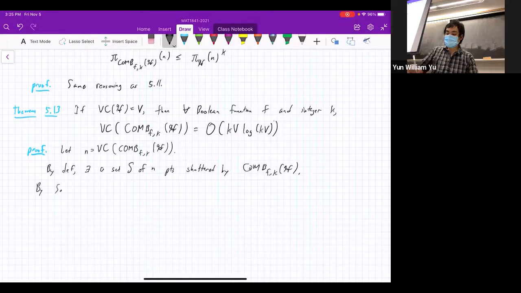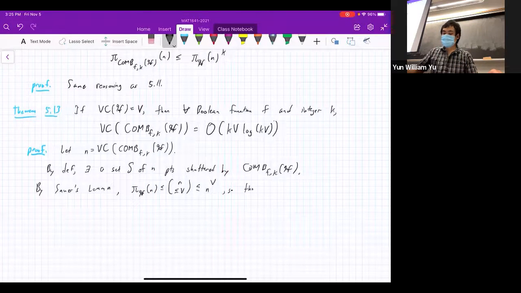And last time we proved Sauer's lemma. So that was the one that had the sort of double induction that we did at the end of class yesterday that I sort of rushed through. But by Sauer's lemma, we know that pi_H of n, so the shattering function, is less than or equal to the sum of (n choose i) for i up to v, which is, of course, less than or equal to n to the v. So there are at most n to the v ways of partitioning S using sets in H.